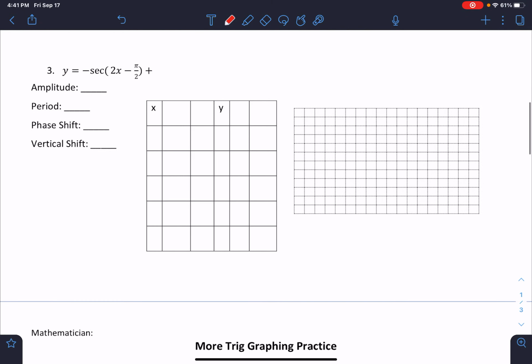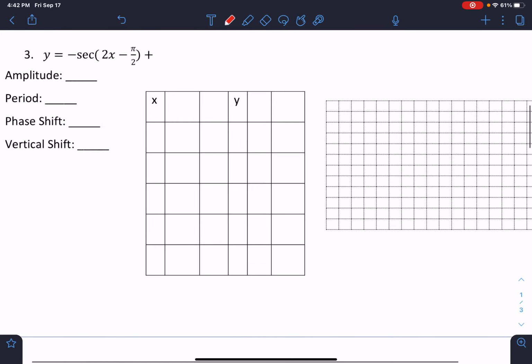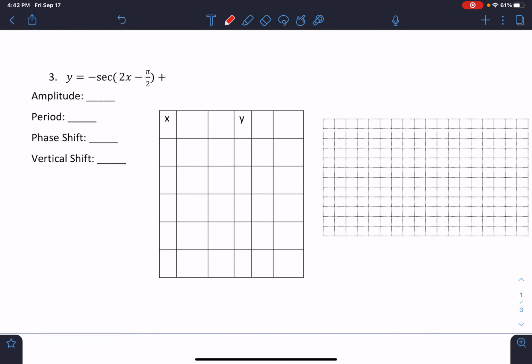So let's actually do a secant one, which is this one. So this one, just disregard this. So our amplitude is the number in front, which is a 1. And notice that I said that the amplitude is 1, not -1, because amplitude can only be positive. Our period, which is 2 pi over b, this is b. It says 2 pi over 2, which is pi.